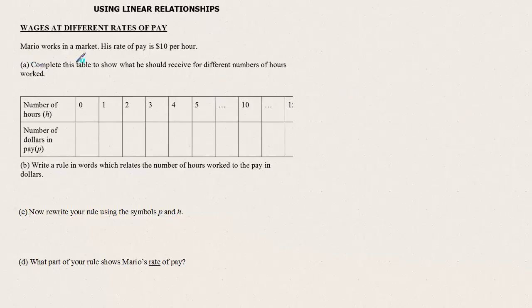Mario works in a market. His rate of pay is $10 per hour. Complete this table to show what he should receive for different numbers of hours worked.